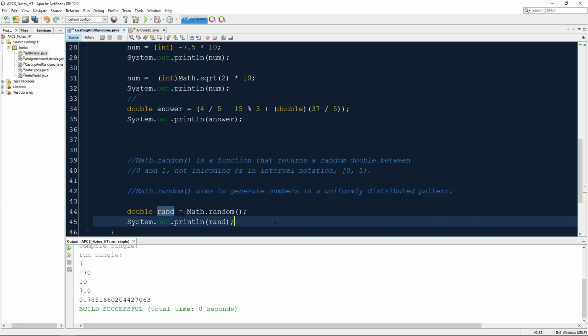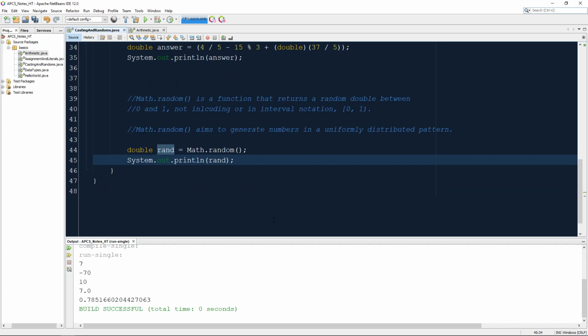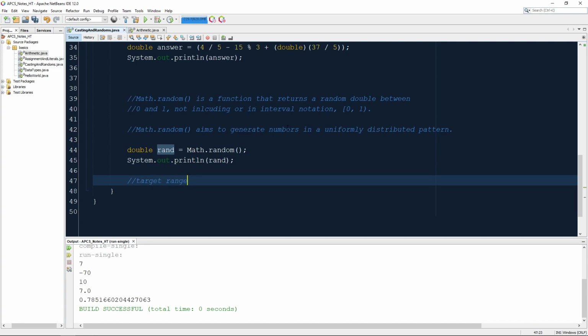So this is good for now. Let's try the next step. Let's try to pick a range that's not so small from 0 to 1, but something a little bit better. So let's say we want to create a new range. And I'm going to go ahead and put target range instead of from 0 to 1, not including 1, I wanted something like 0 to 10, not including 10.